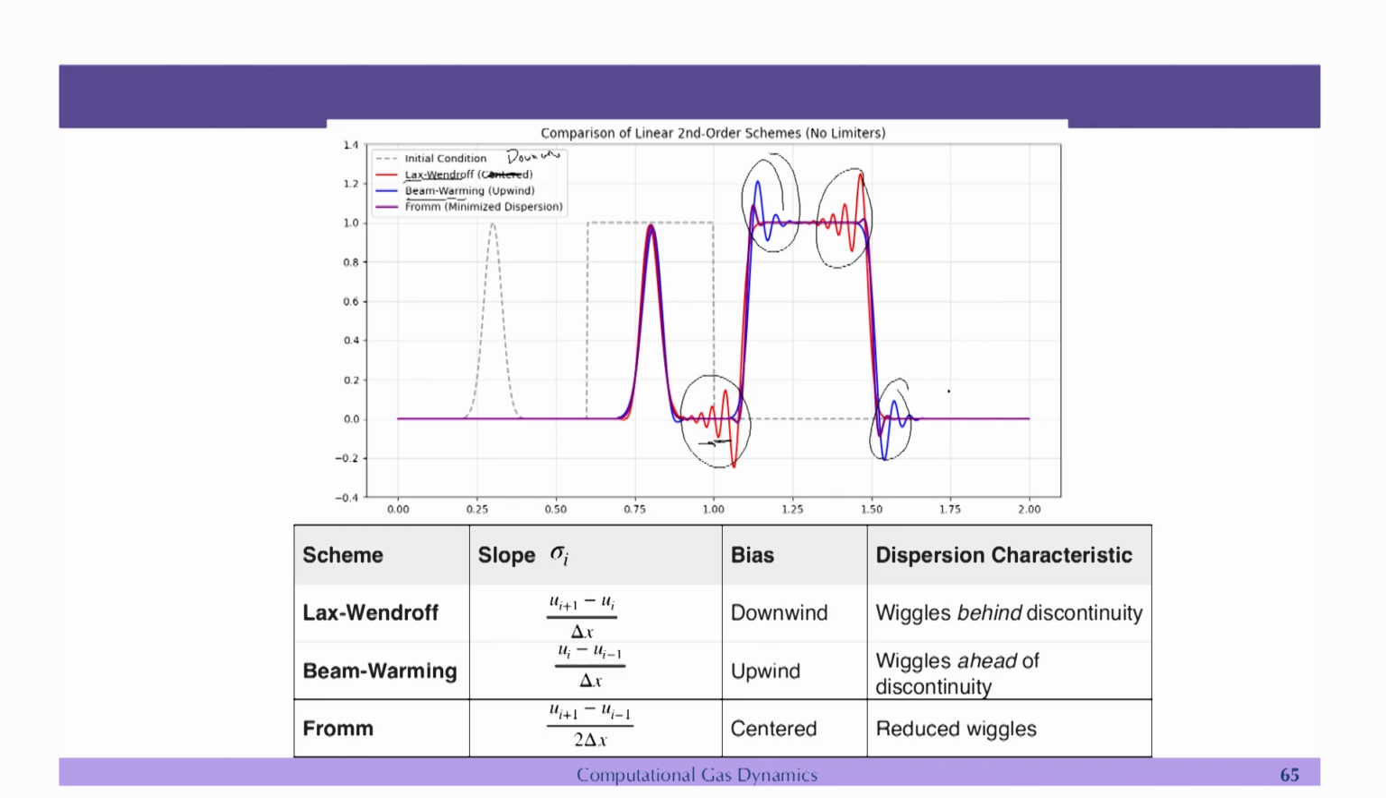So, this is the Beam-Warming, and you can also look at the Fromm scheme, which is basically between the downwind and the upwind. You can note here the wiggles are small, but they are still being developed on both sides, both ahead of the discontinuity as well as behind the discontinuity.